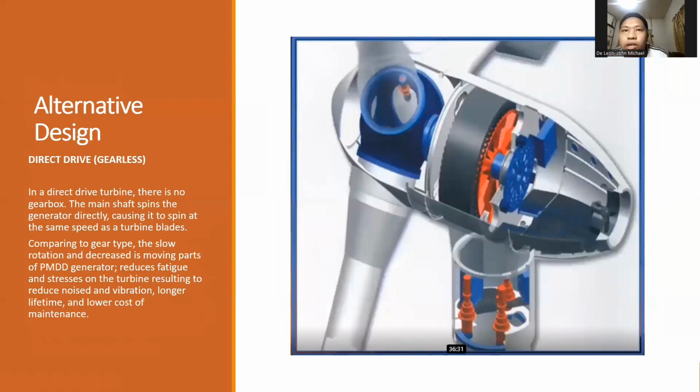Next, direct drive gearless. In a direct drive turbine, there is no gearbox. Walang gearbox. The main shaft spins the generator directly, causing it to spin at the same speed as the turbine blades. Compared to the gear type, the slow rotation and decreased moving parts of the PMDD generator reduce fatigue and stresses on the turbine, resulting in reduced noise and vibration, longer lifetime, and lower cost of maintenance. Siya yung alternative design, wala siyang gearbox.